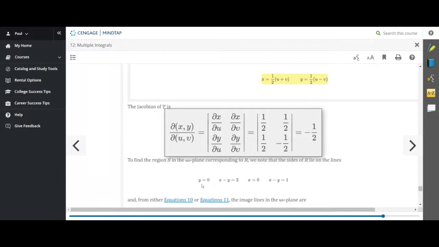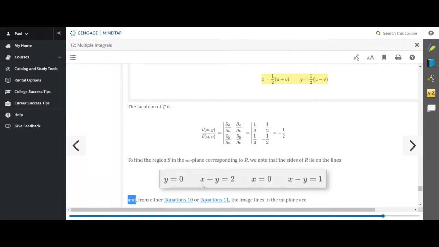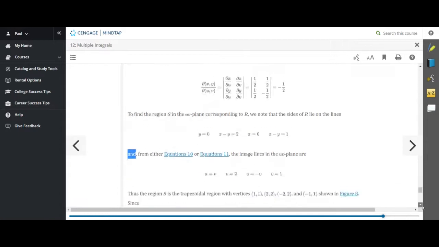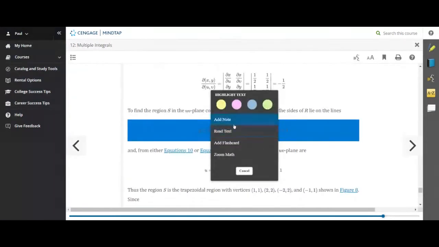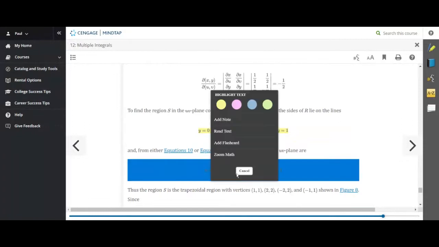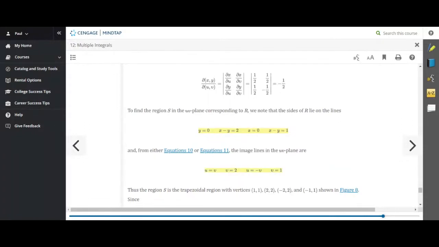And then they talk about how they change the region R. They look at the four sides of the region R and convert them to the four sides of the region S. It's just basically transforming the images based on x equals a half times u plus v and y equals a half times u minus v.